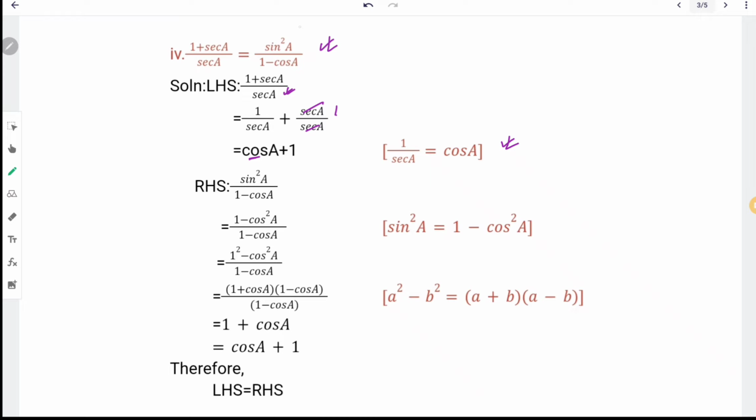Right, now when you look here, we got left hand side equals cos a plus 1, which is nowhere near the right hand side, right? So in this type of question, we have to do both the left hand side and the right hand side. So let's do the right hand side also. So right hand side is what?